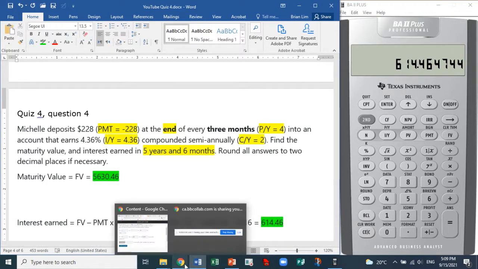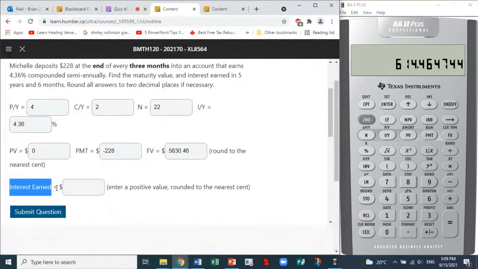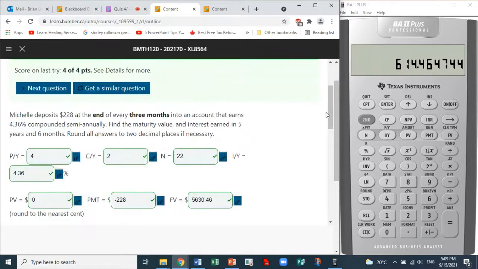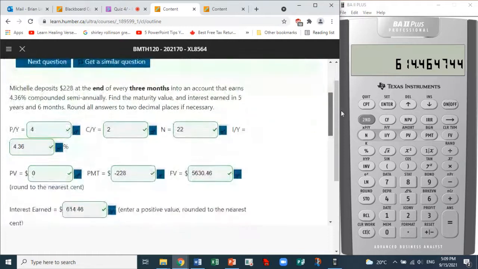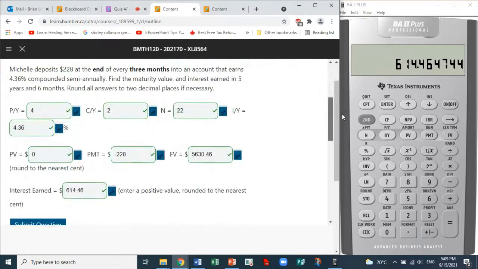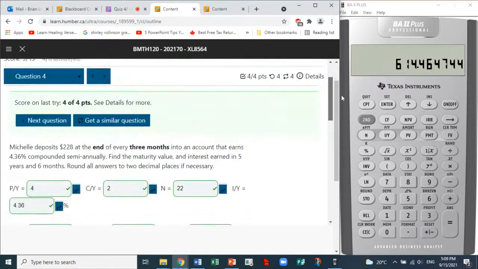Okay, so 616.46. Let's put that in here. Sorry, 614.46. That was a misspeak. Let's see how we did, and we did very well. So that is the correct answer, 614.46. Okay, great. We're doing well.